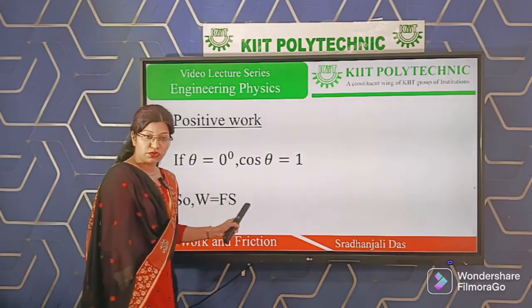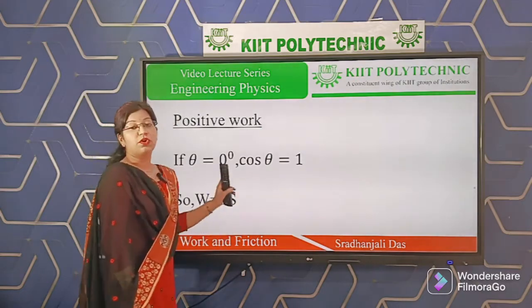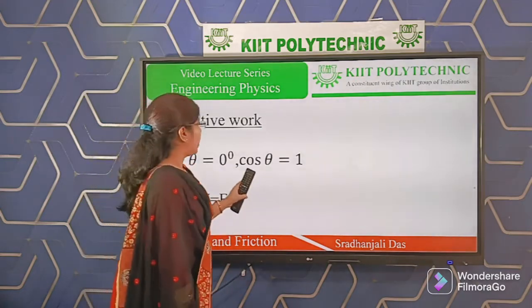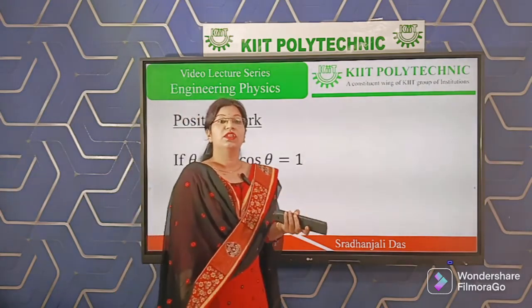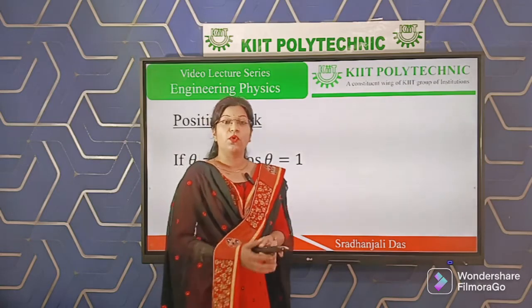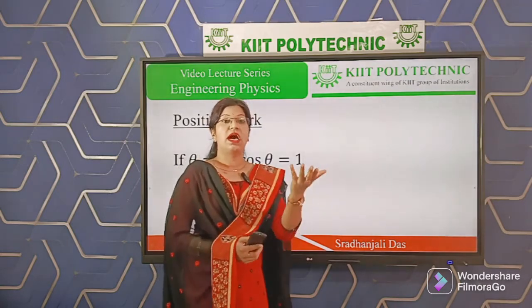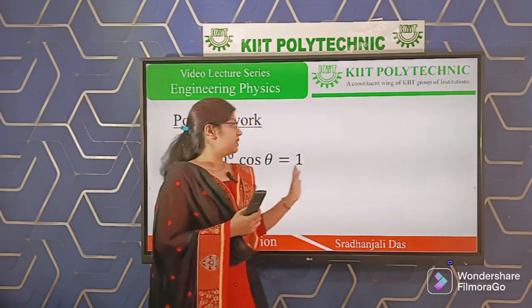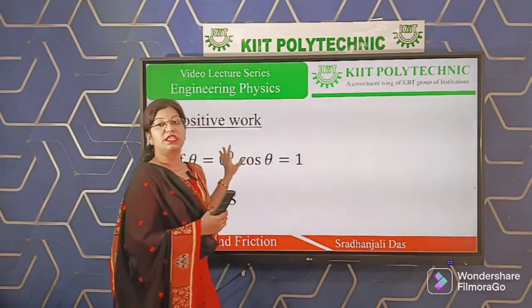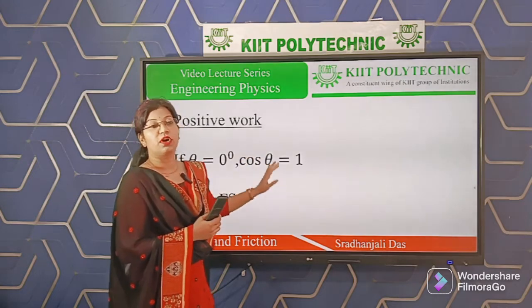That's why work done is equal to Fs. So Fs means positive work. Why is it positive work? Because according to the definition of positive work, the work done is said to be positive when the direction of the force and the displacement are along the same direction. That means the angle between them is 0 degree. That's why it is a positive work.